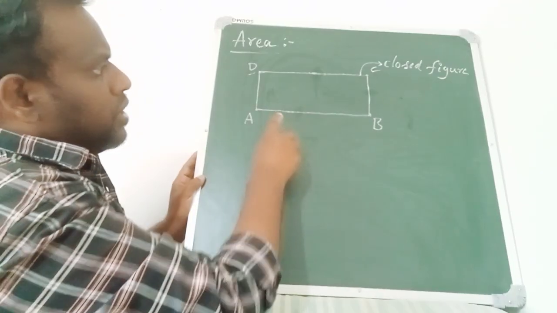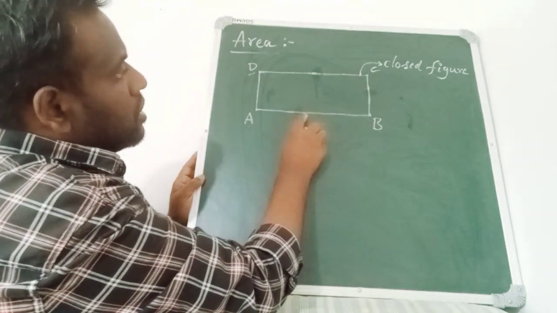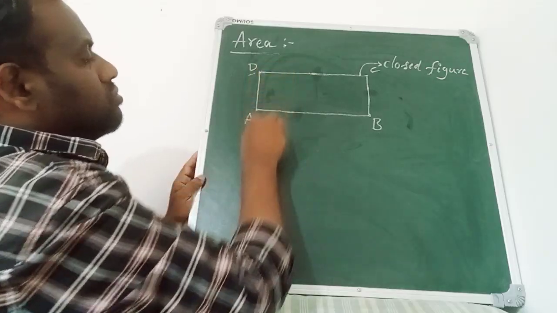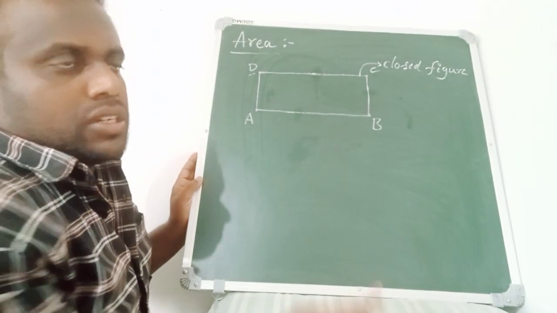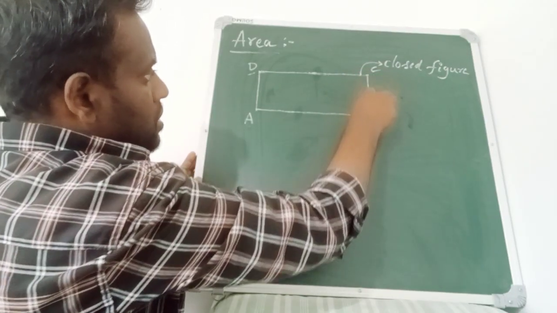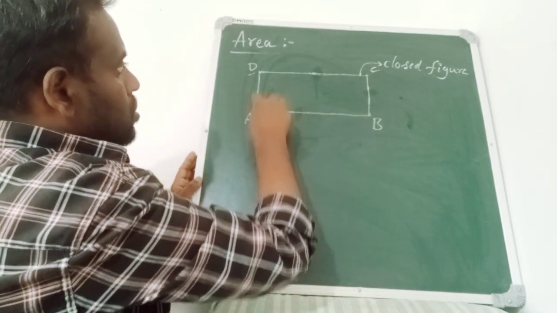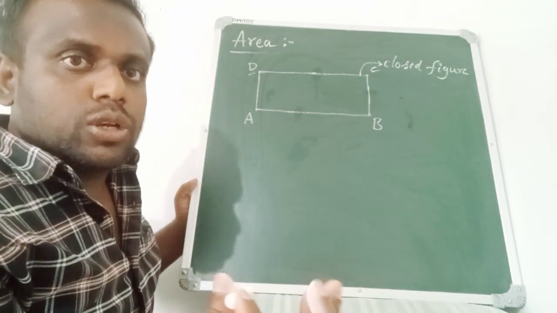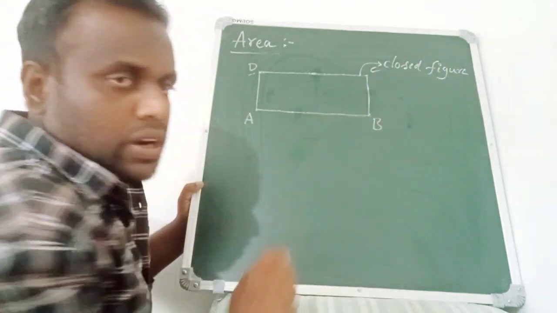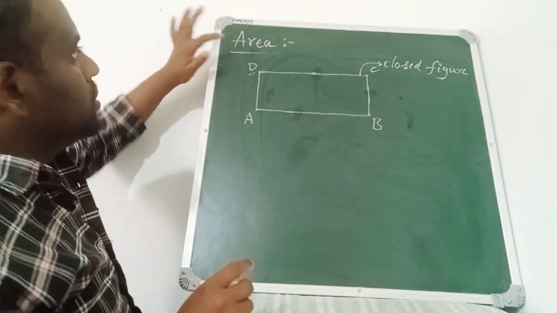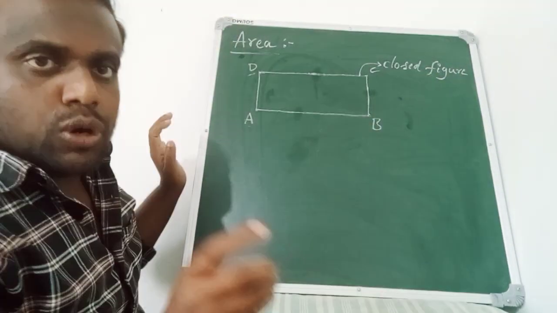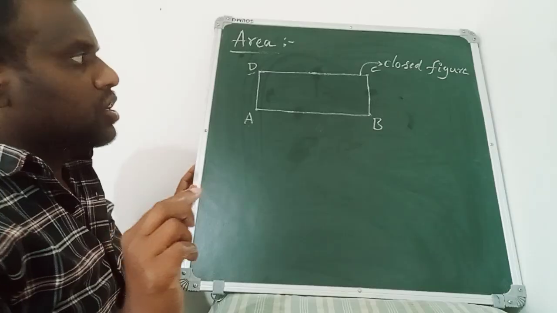Now you can see there are no opens. Check from here. No. No. No. There are no opens. It is closed completely like this. See? Completely closed. There are no opens. So that's why it is called a closed figure. You got it? This area concept applies to closed figures only. Remember.